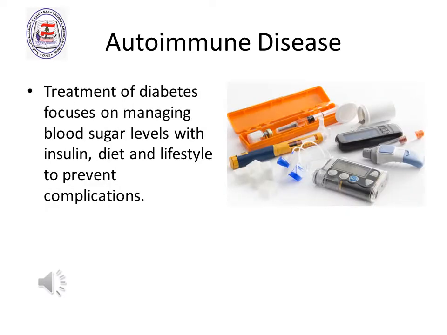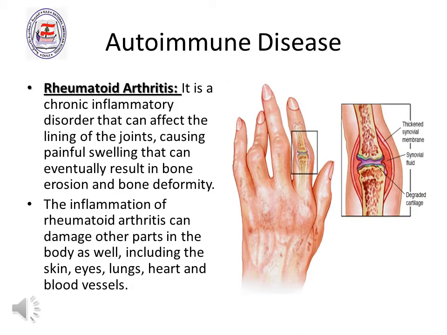The treatment of diabetes focuses on managing blood sugar levels with insulin, which is a hormone that replaces the malfunctioning beta cells in the pancreas that produce insulin, along with diet and lifestyle changes to prevent complications. Another autoimmune disease is rheumatoid arthritis.